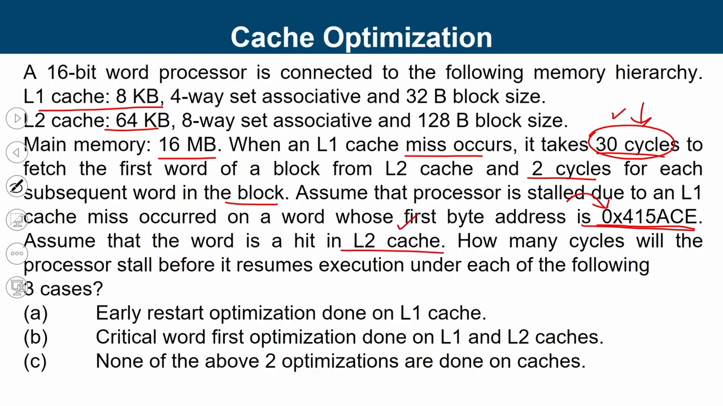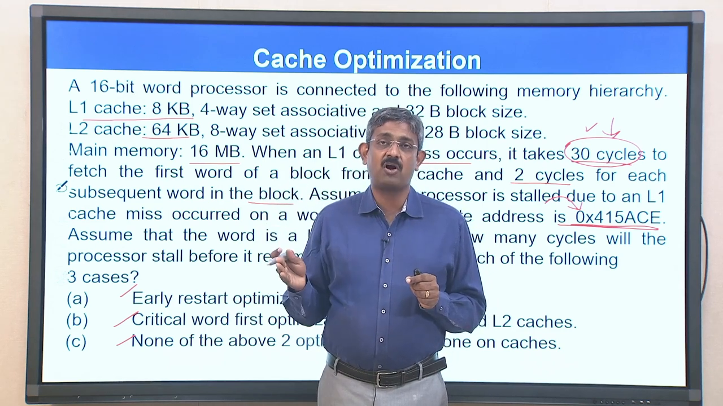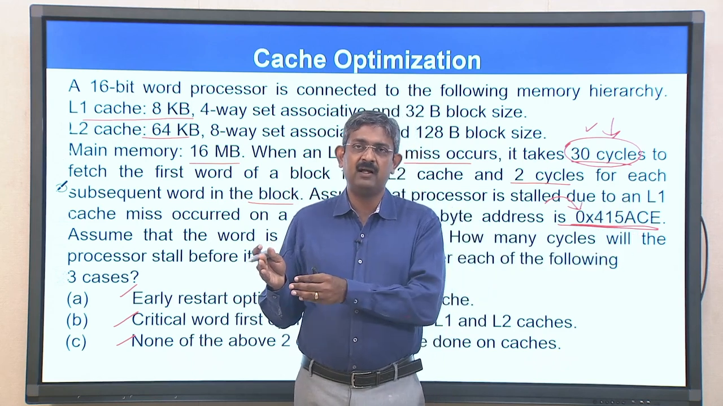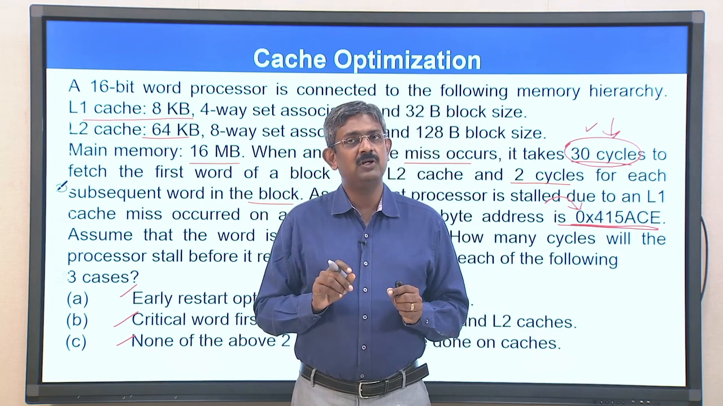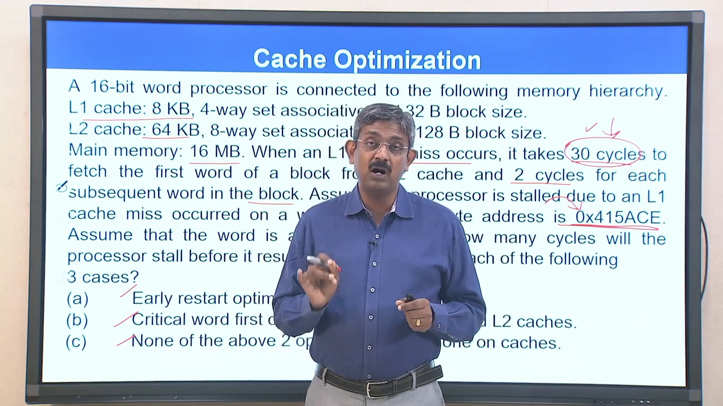How many cycles will the processor stall before it resumes execution under the following cases? We are trying to apply early restart optimization on the L1 cache, critical word first optimization on the L1 and L2 caches, and third, none of the above optimizations on the cache. In all these cases, we are basically talking about the miss penalty. A miss occurred, and once the miss occurs, the processor is stalled; you have to bring in the block of data and then return the word to the processor. So, essentially the question is how much time it takes for that particular word to be ready.